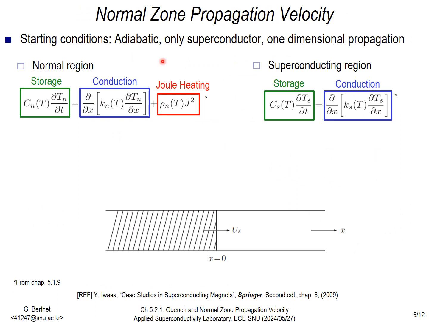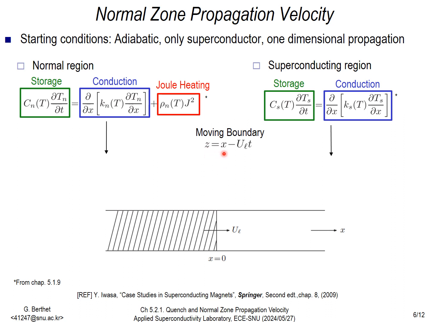Here, we will derive a formula to get an order of magnitude of the longitudinal NZPV. The main assumptions are that the system is adiabatic. We will first consider that the conductor is only made of superconductor, and the propagation is in one dimension. Taking back the equation from chapter 5.1.9 and removing some terms according to our assumptions, we get two equations, one with the Joule heating and conduction term for the normal region and one with only the conduction term in the superconducting region. At first, we used x as an absolute coordinate, but what is interesting for us is the moving boundary that we will call z.